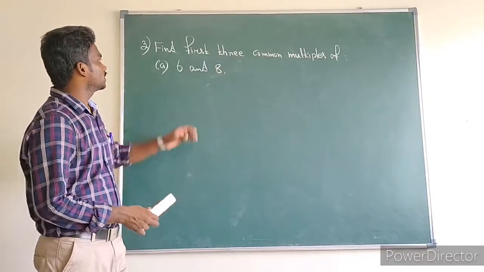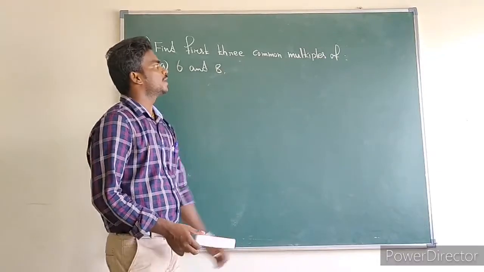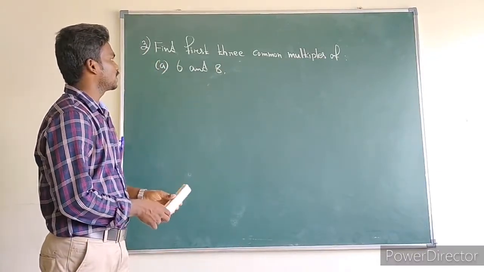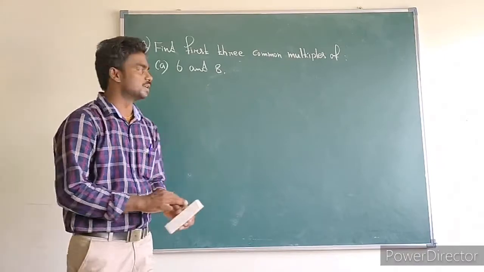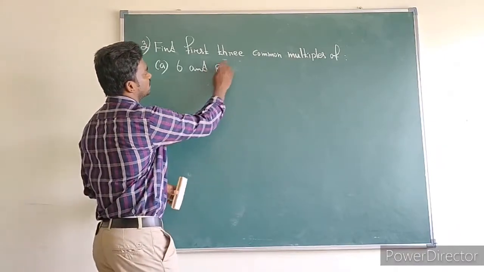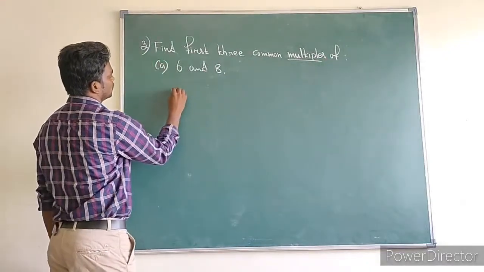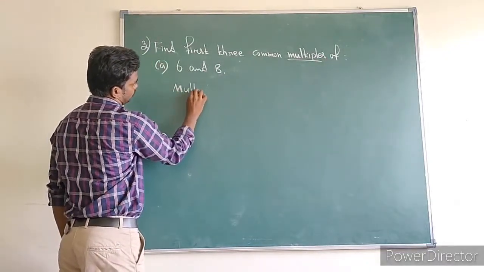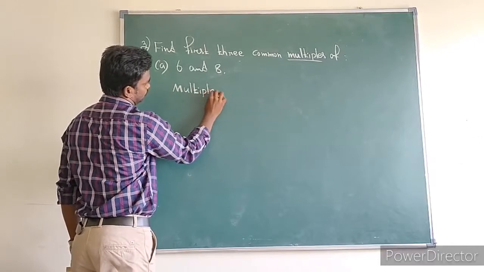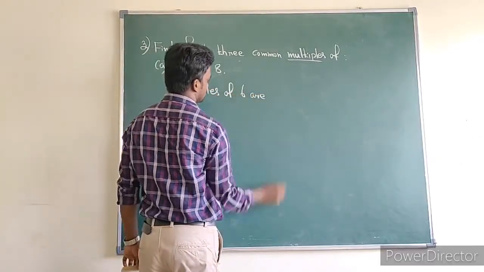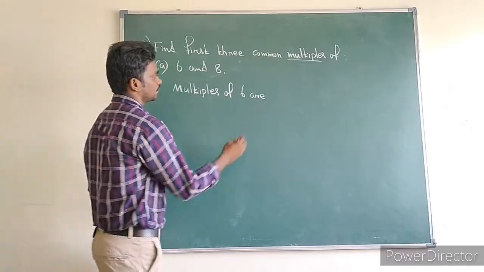So next problem: find the first three common multiples of 6 and 8. Our previous question was to find the common factors of these two numbers. This question is to find the first three common multiples of 6 and 8. First, what are the multiples of 6?